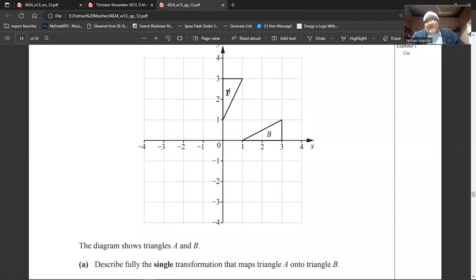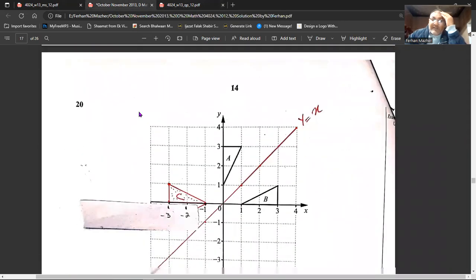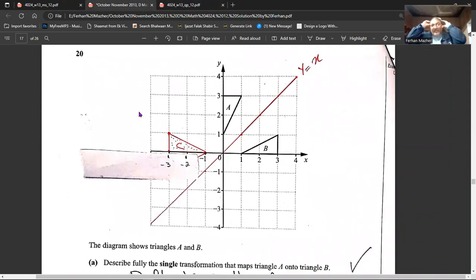If you look at it carefully, you will realize that the triangle A has been flipped, and whenever the triangle is flipped, it's a reflection. And how do you find the line of reflection? You join the same points. For example, this point and this point, they are the same point. Join them with each other and draw their perpendicular bisector. That perpendicular bisector will represent the line of reflection. The line of reflection here, you can see I have drawn, will be y equals to x.